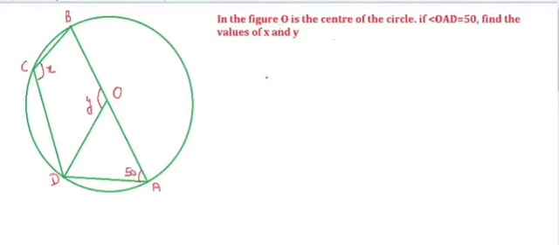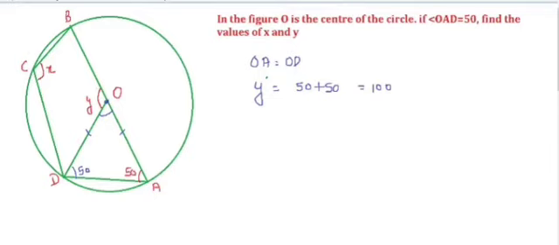Now in this question, here we can see that O is the center of the circle and angle OAD is given 50. We need to find out the values of x and y. Now we know that this is an isosceles triangle because OA and OD are equal. So if OA and OD are equal, this will also be 50 degrees. Y is the exterior angle, so y will be the sum of the opposite interior angles, so y will be 100. Okay, now this is 100 degrees.